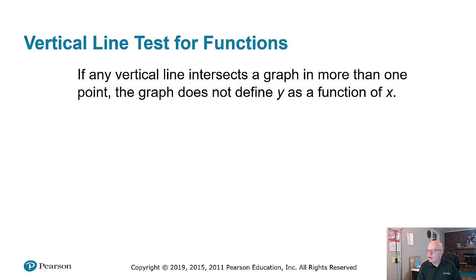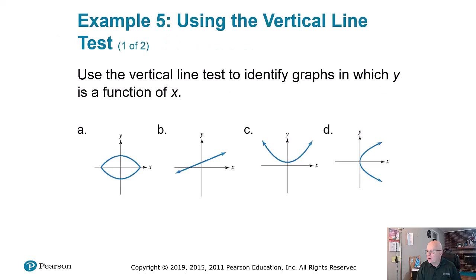Next, if a vertical line intersects the graph in more than one point, it does not happen to be a function. So here are some pictures that you can play with in your head. Can you draw a vertical line that hits it more than 2 places? That's not a very good vertical line, but you can use your imagination.